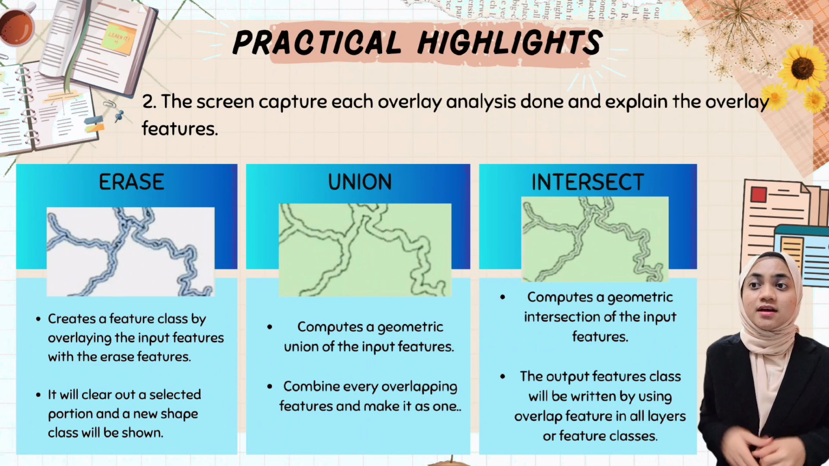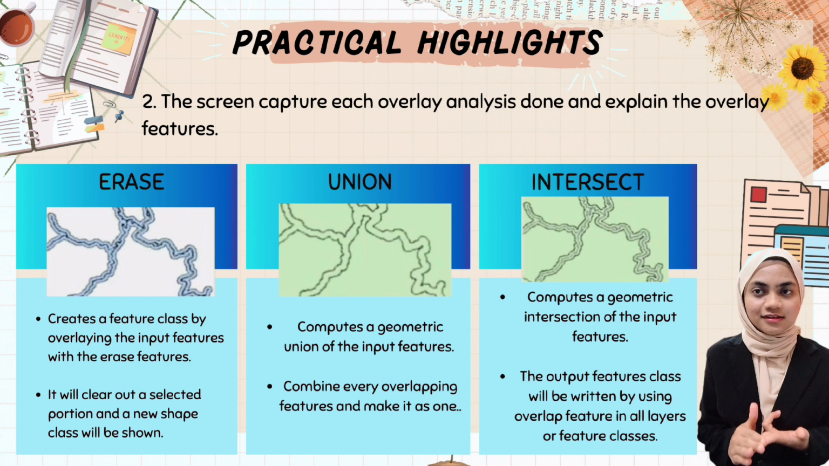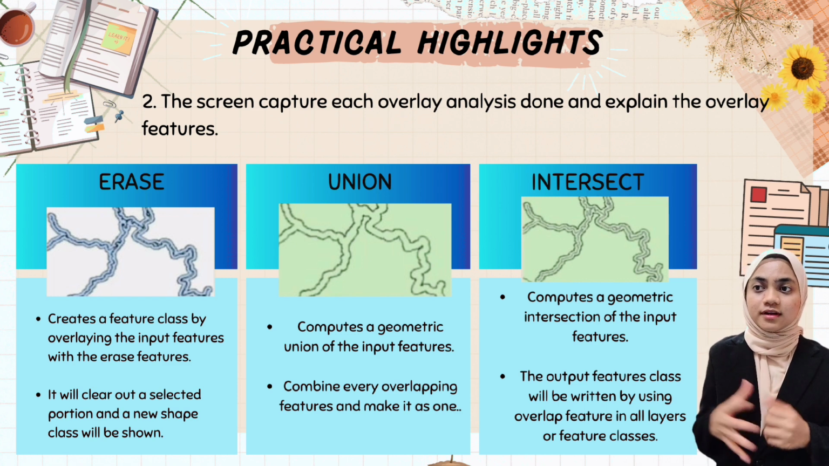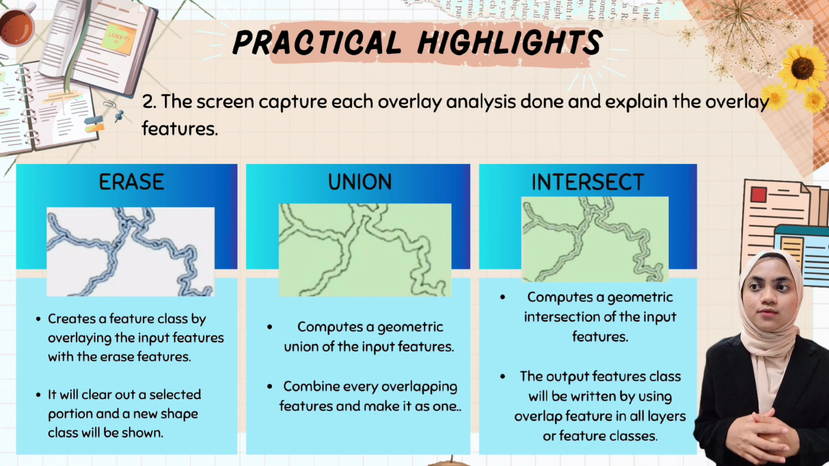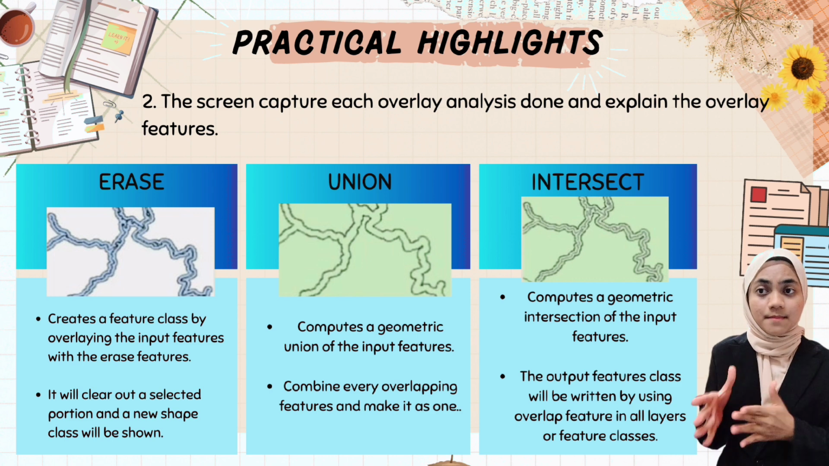The second question is, screen capture each overlay analysis done and explain the overlay feature. The overlay analyses that we did are erase, union, and intersect. For erase, it creates a feature class by overlaying the input feature with the erase feature. It will clear out the selected portion and a new shape class will be shown. An example is removing a feature from a map.